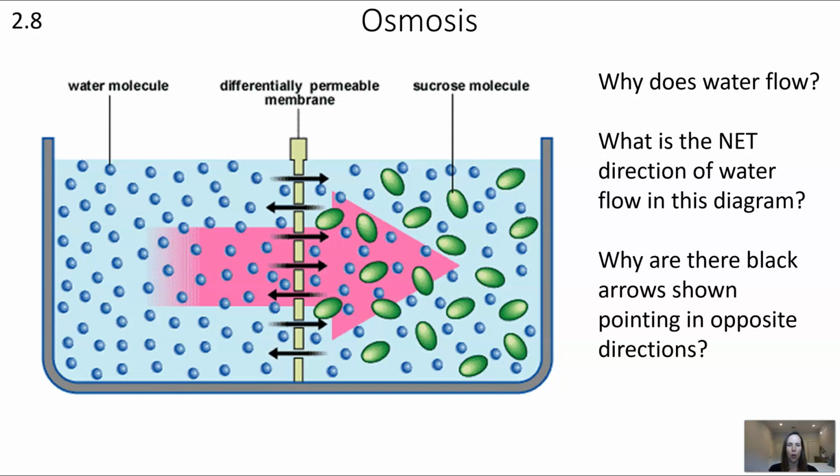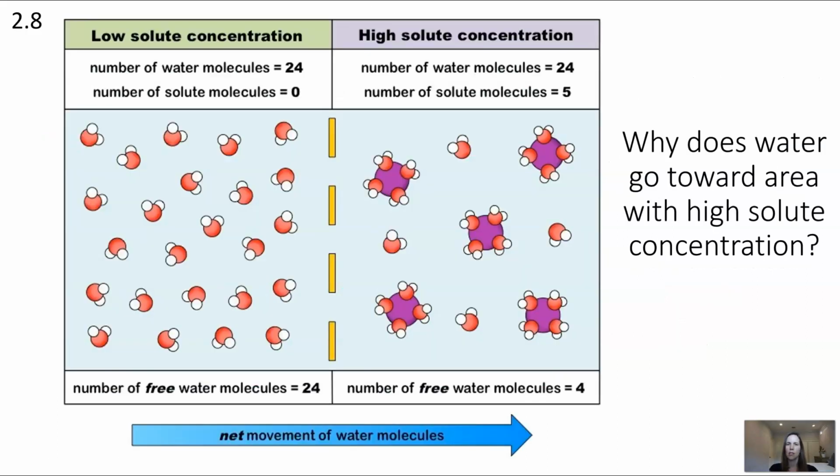And if you count up all of those arrows, you'll notice that in this diagram, they're showing 1, 2, 3, 4 moving to the right and 1, 2, 3 to the left, so that overall there's a net movement to the right. In determining where water flows, there are two major contributing factors. There's solute and there's pressure. So we're going to talk about solute first.